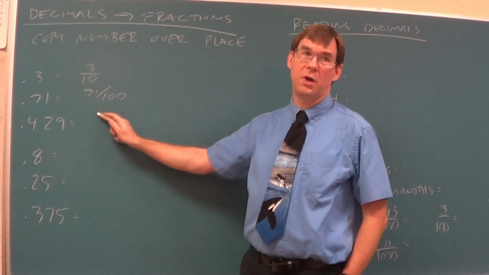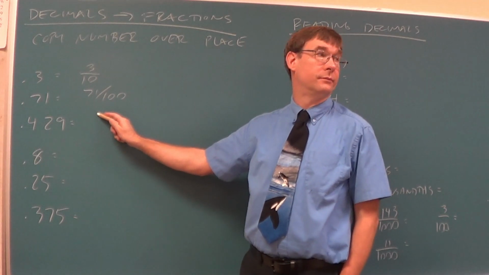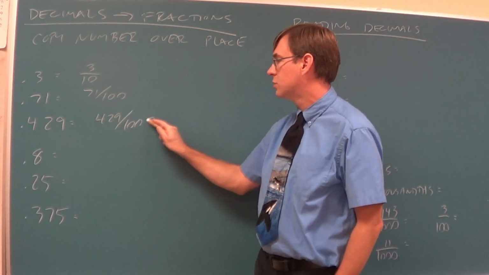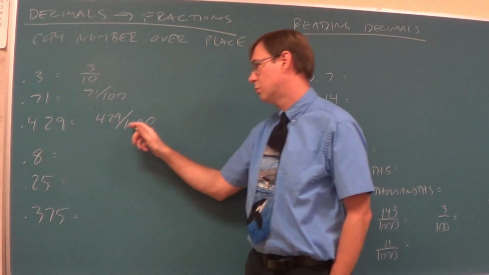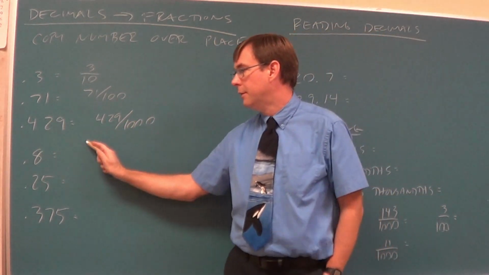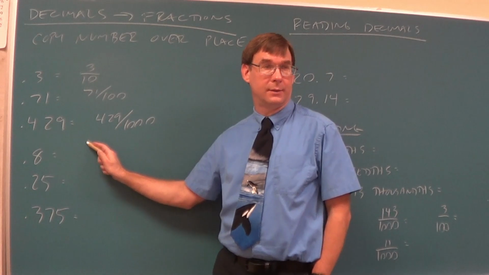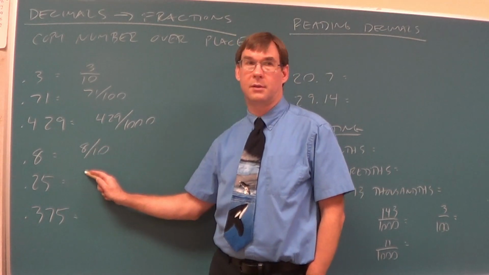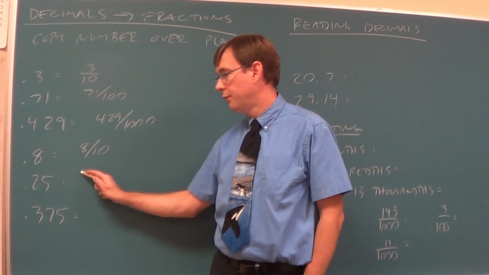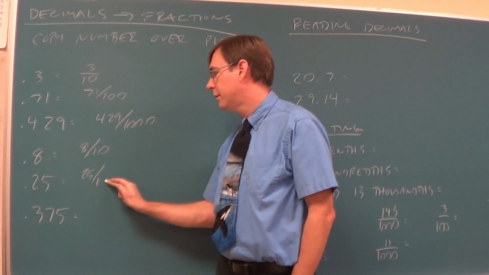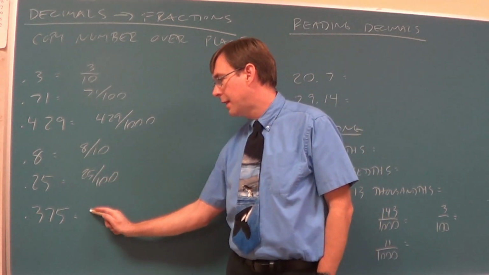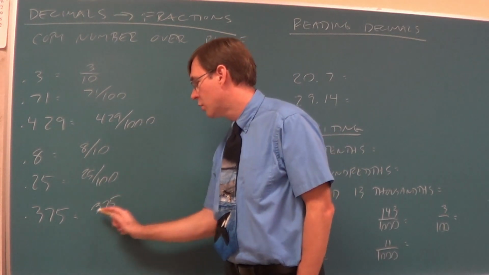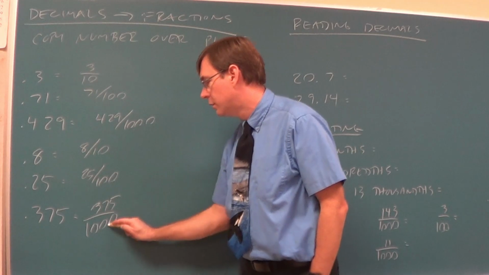So if I go 0.429, that would be 429 on top of 1,000. Because there's 3 positions, we're going to go 3 zeros. 0.8, somebody? 8 over 10. Somebody for the 0.25? 25 over 100. Somebody that last one? 375 over 1,000. Okay, that's all true. Everything we said is true.